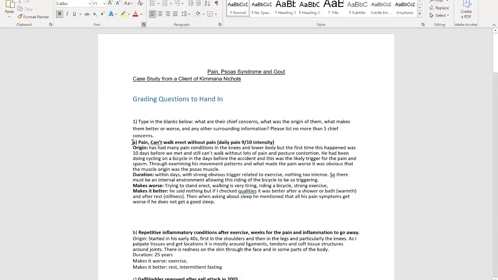We track these symptoms, these chief concerns and imbalances, through a process of origin, duration, and what makes it better and worse to find the dosha behind the symptom. So the origin of this pain has had many pain conditions in the knees and lower back, but the first time this happened was 10 days before we met, and still can't walk without lots of pain and posture contortion.